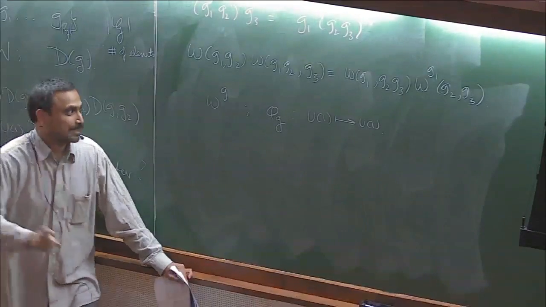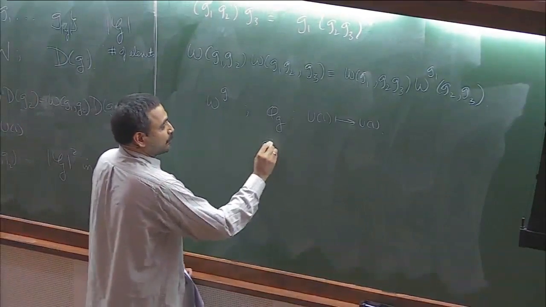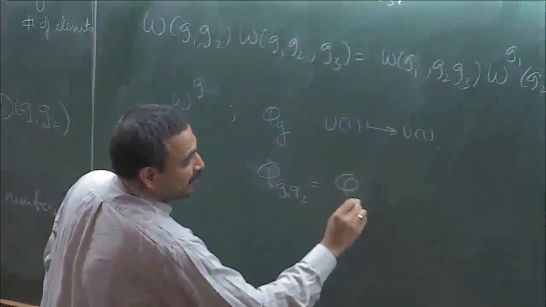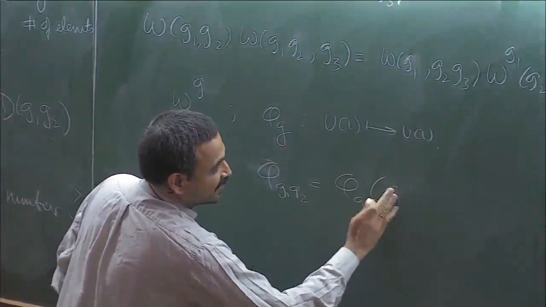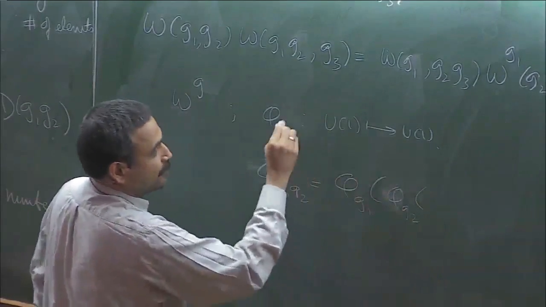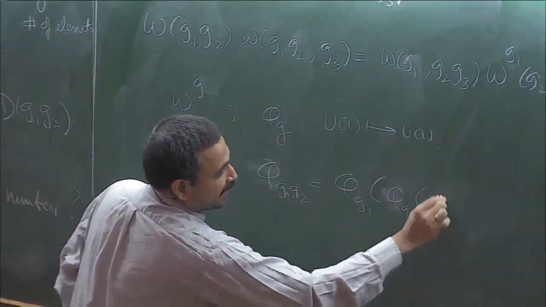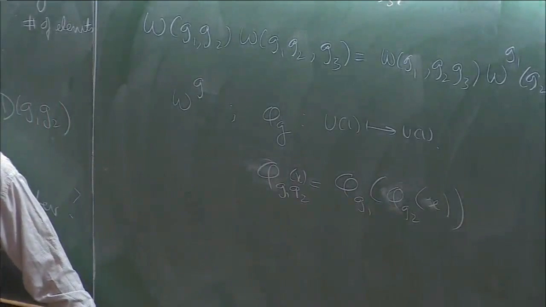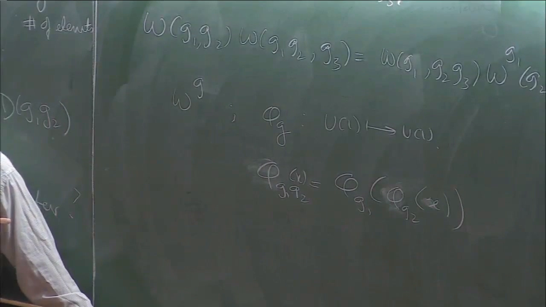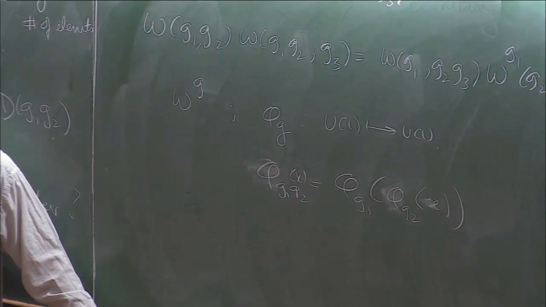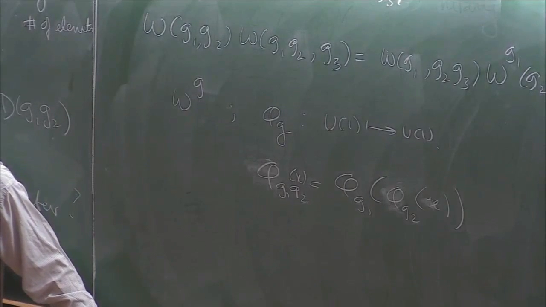And it should also satisfy the following very nice condition, which is that phi G1, G2 must be equal to phi G1, phi G2, of whatever, if I take x to be an element of U1, phi G1 of x should be equal. So can you state technically what this means? Okay, technically it will be said that this phi is a homomorphism from the group to the group of automorphisms of U1.